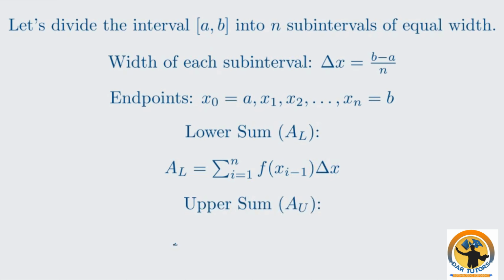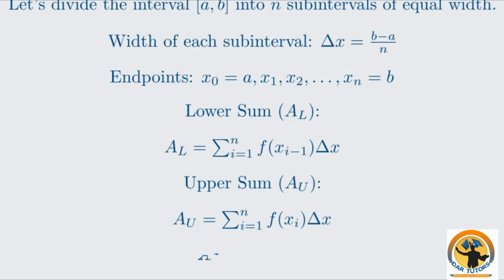Similarly, the upper sum, A sub U, is the sum of the areas of n rectangles where the height of the ith rectangle is the function value at the right endpoint, f of x sub i. In sigma notation, this is the sum from i equals 1 to n of f of x sub i times delta x. For any number of subintervals n, the true area A is always bounded by the lower and upper sums. That is, A sub L is less than or equal to A, which is less than or equal to A sub U. This inequality holds true for any positive integer n.